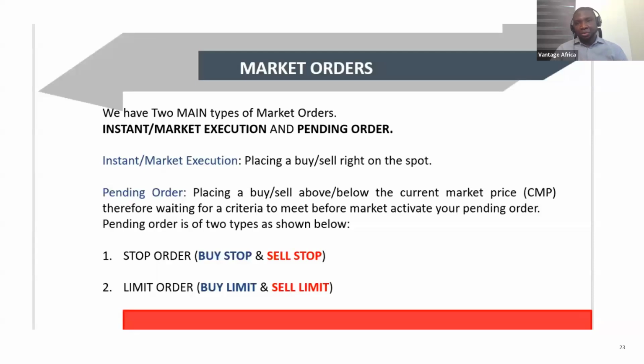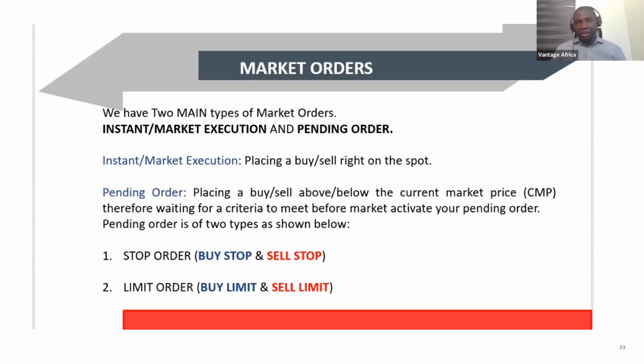So the question is, what kind of trade am I going to execute? First of all, am I going to execute a buy trade or a sell trade? That's what you ask yourself. Okay, I see that this is a buy trade, for example. Now, what kind of order am I going to take? Am I going to take an instant market order, or am I going to take a pending order?